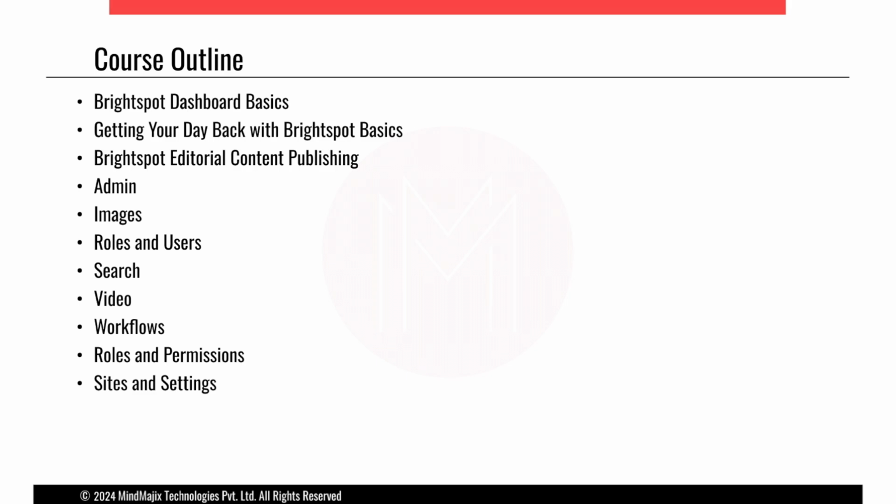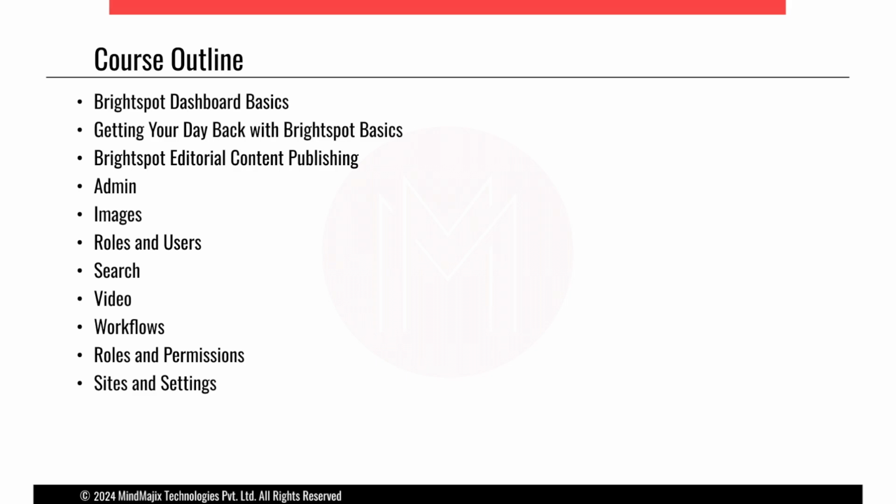As I have told you, we have a lot of types of content on Brightspot. A few are mentioned here, like images, videos. You can create audios also here. You can also create HTML pages here, and a lot more. So we will be learning that in this part.